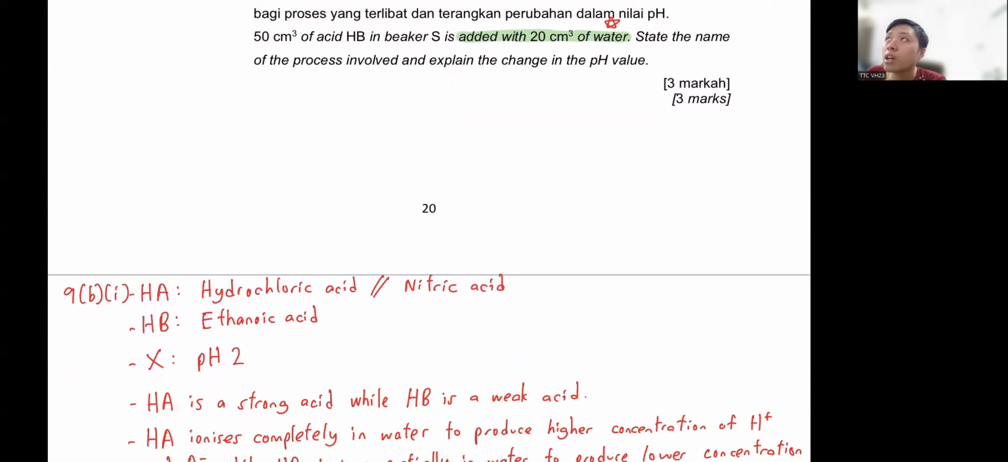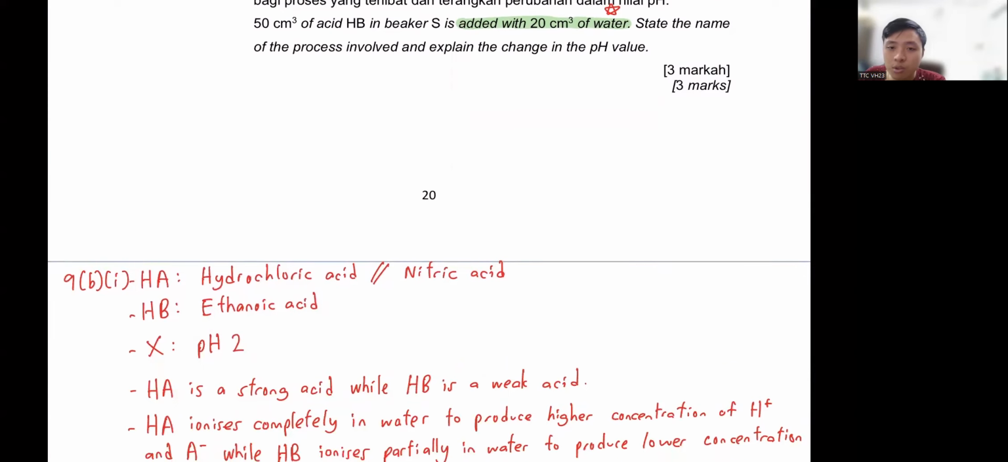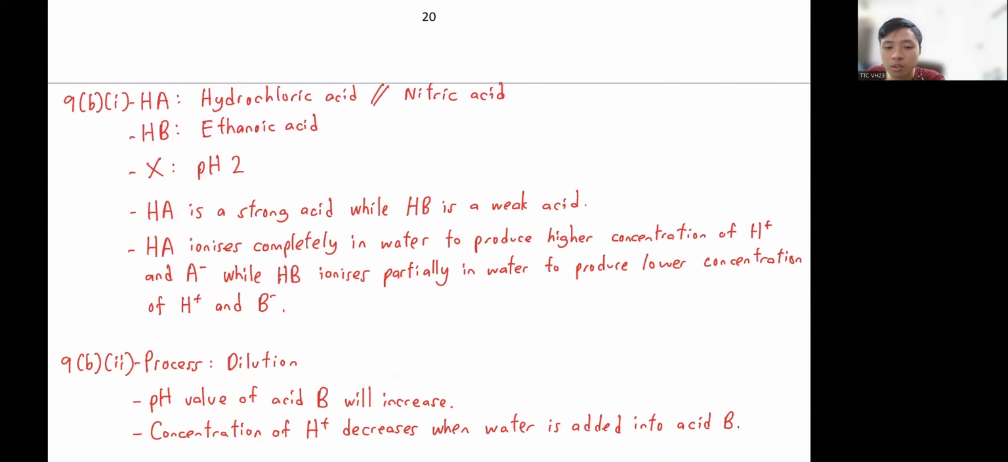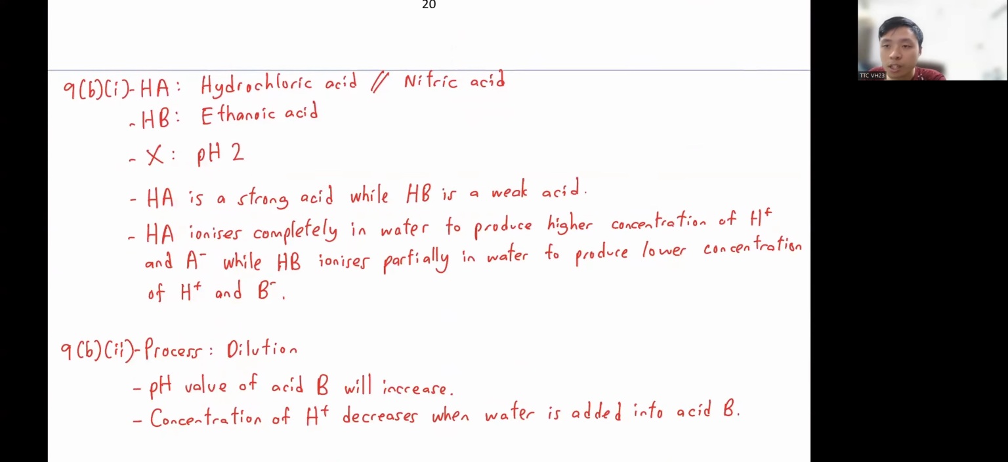You might not remember, this is related to Form 4 chapter 6.6, preparing a standard solution, where we add dilution. And explain the change in pH value. Of course, when you add water, the pH value increases. Why? Dilution. When you add water, you get diluted, so you get less concentrated. Process name is dilution.